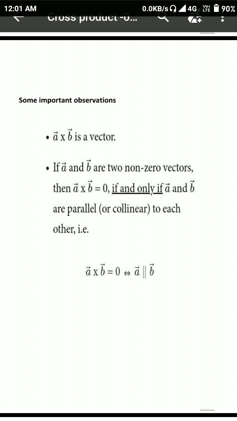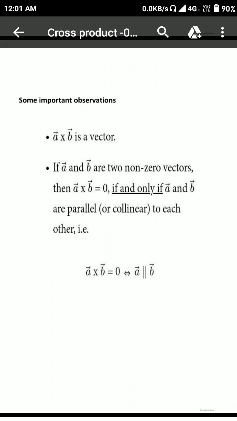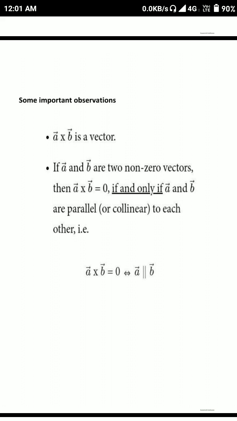If the angle between a and b is 0, then they are parallel in the same direction, or collinear. Again, if theta is equal to 180 degrees, then the vectors a and b are parallel but in opposite directions, that is anti-parallel. Again, if a vector and b vector are parallel, then the angle between them is either 0 or 180 degrees, that is parallel or anti-parallel.